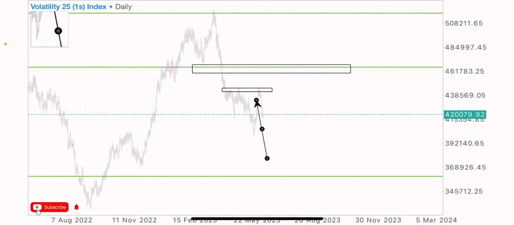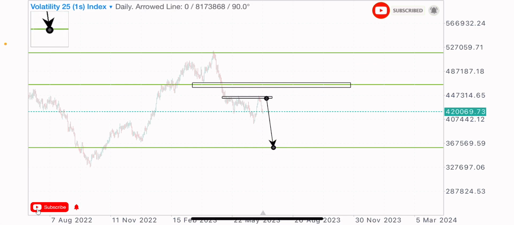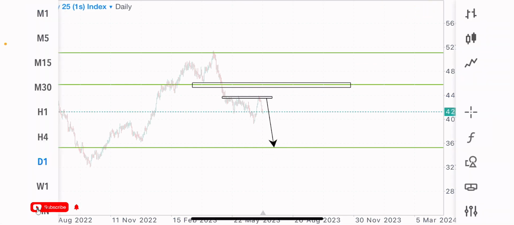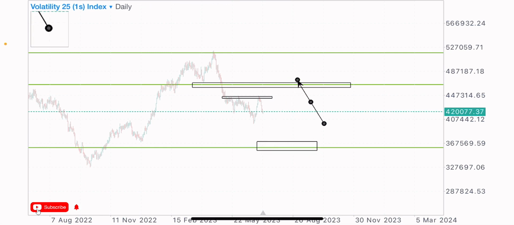So we have to identify it. The market got to this level, gave us a sell to the downside, came back to retest this our zone again for a sell to the downside. Expecting V25.1S to give us a further sell to come test this our level of support in the coming weeks and days. So that's my view on V25.1S on the daily time frame, on the higher time frame.